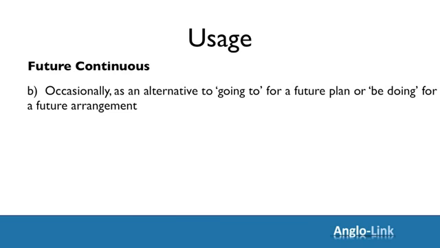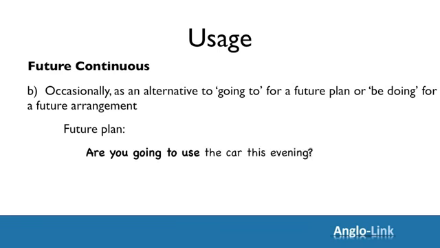So, to remind you, for a future plan, we usually use going to. For example, are you going to use the car this evening? Future continuous is an alternative here. You can say, will you be using the car this evening?